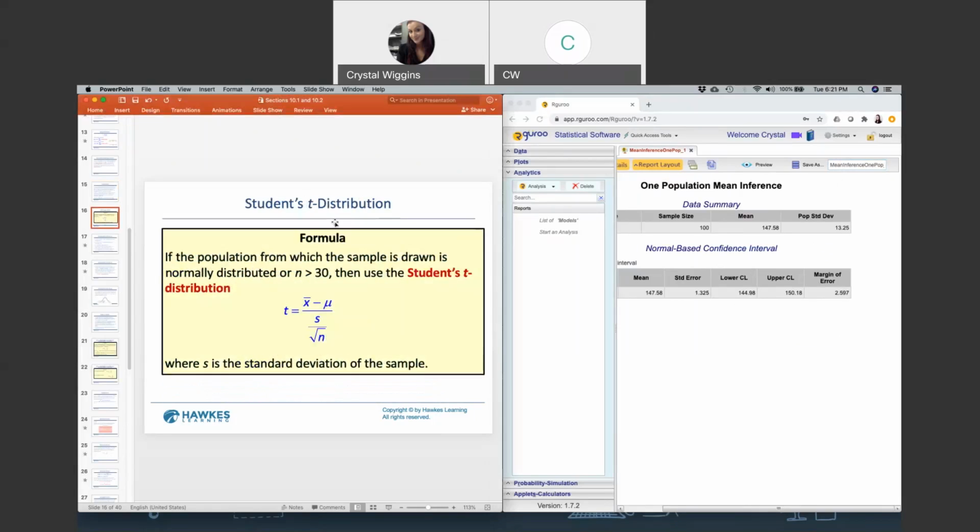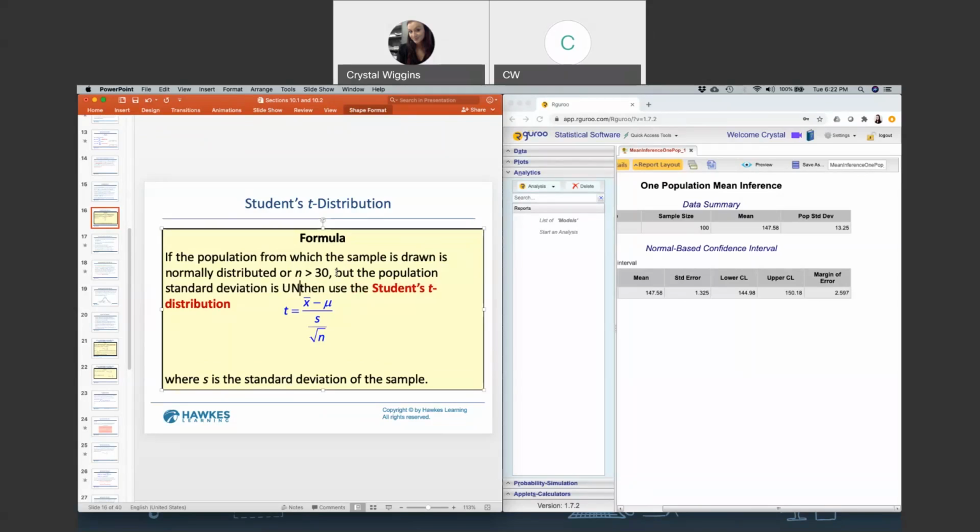Let's introduce the t-distribution now. So this is a new distribution. The z, remember, was the standard normal curve where we knew the mean was always 0 and the standard deviation was always 1. If the population, however, has a sample drawn and it's normally distributed, or our sample size is big enough, but the population standard deviation is unknown. Really important.